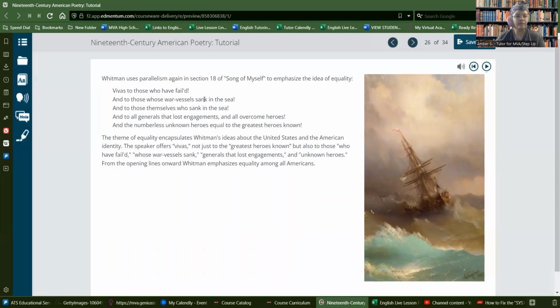But then we also have these two lines repeating sank in the sea and sank in the sea. And by repeating those ideas, he's emphasizing the fact that similar things can happen to you as the people who are running and affected by events like war vessels sinking into the sea in terms of war. And he offers vivas, which is like cheering or kudos, accolades, not just to the greatest heroes known here at the end, but also to those who have failed.